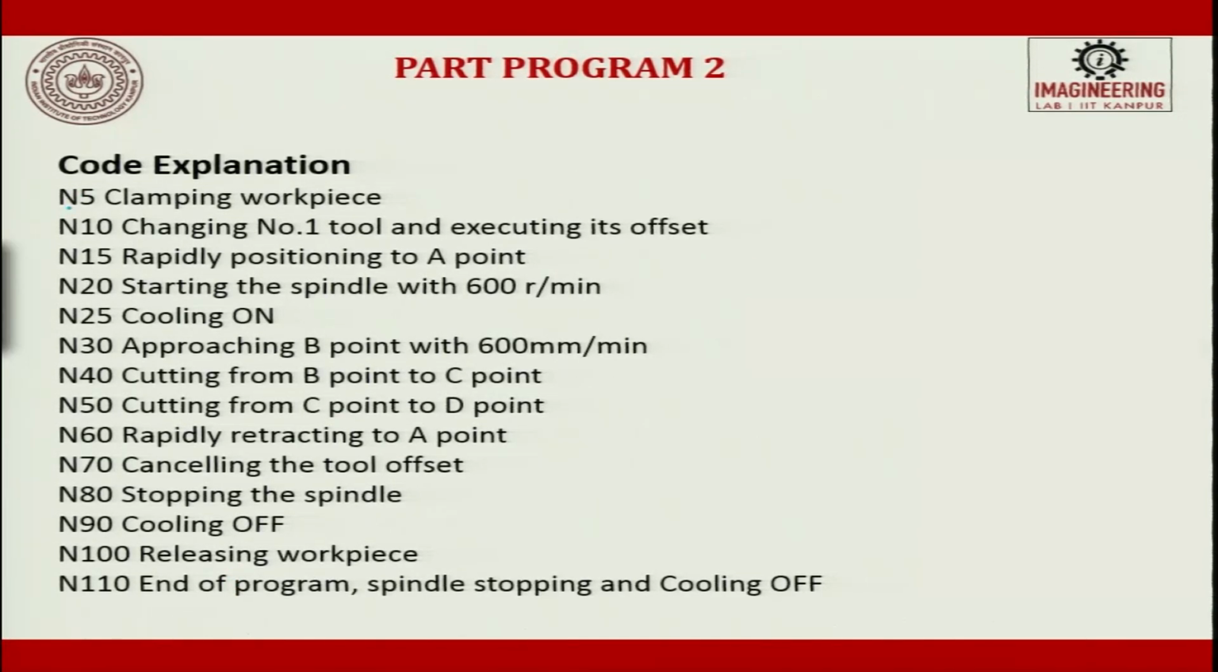So, N5 is clamping of the workpiece, then N10 is changing to number 1 tool and executing its offset, because the tool, whatever comes, you have to see what it is, you have to call the tool and then you have to say all these offsets. Every tool will have a register, in that register you will record all the details relevant to it.